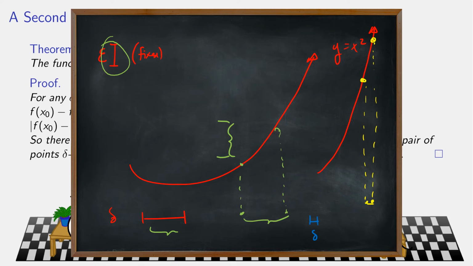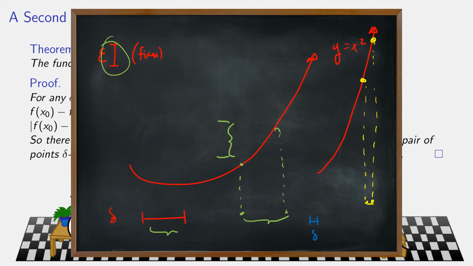So for some particular epsilon, it didn't really matter which, but it definitely exists. For some particular epsilon, there is no delta that works everywhere. There is no delta such that trapping points within distance delta in the domain forces being trapped within distance epsilon in the range.